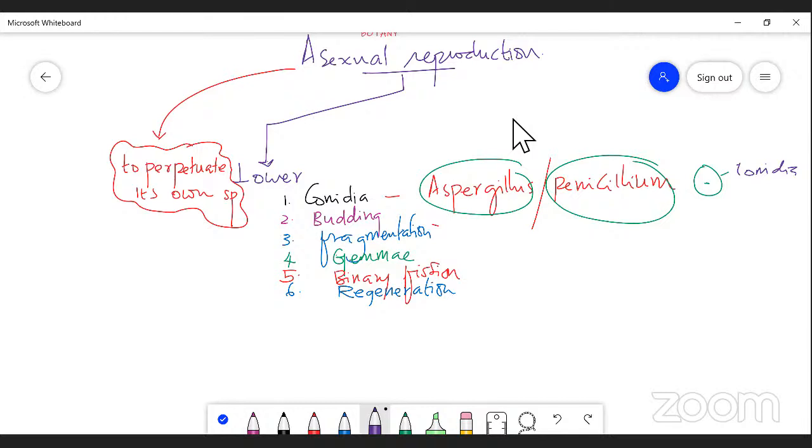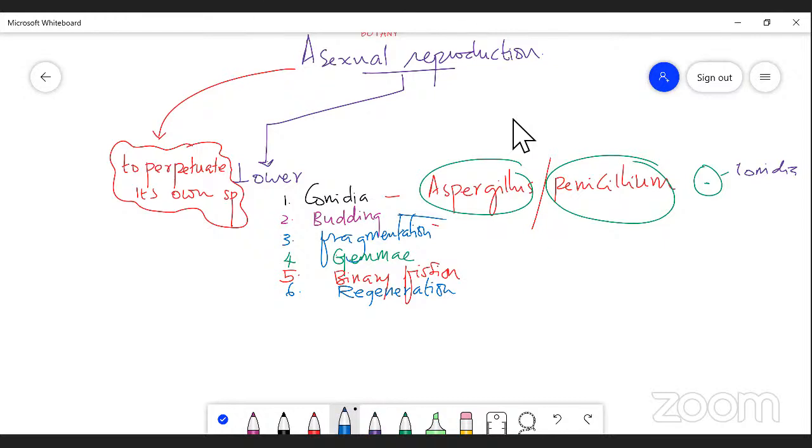Sometimes the question is going to be asked, which of the following is an example of conidia formation? A. Aspergillus, Penicillium, B. Bacteria, C. Algae. So if it is asked, you got it right, Aspergillus and Penicillium. They are the example of conidia.